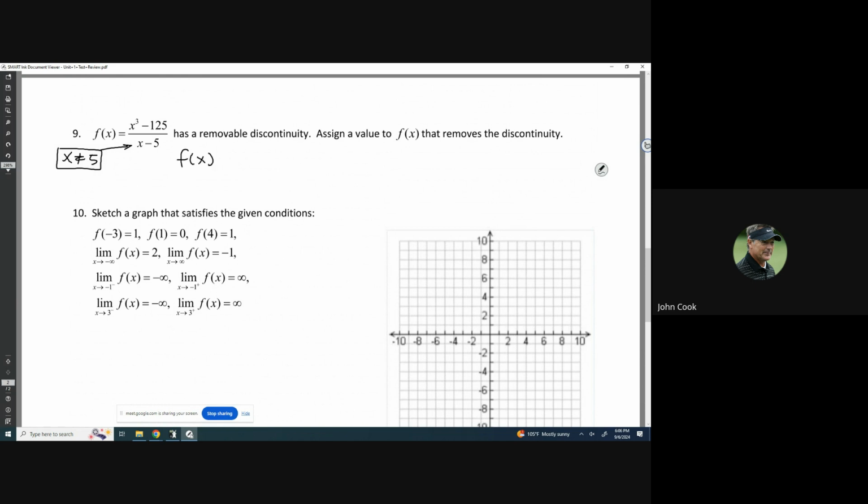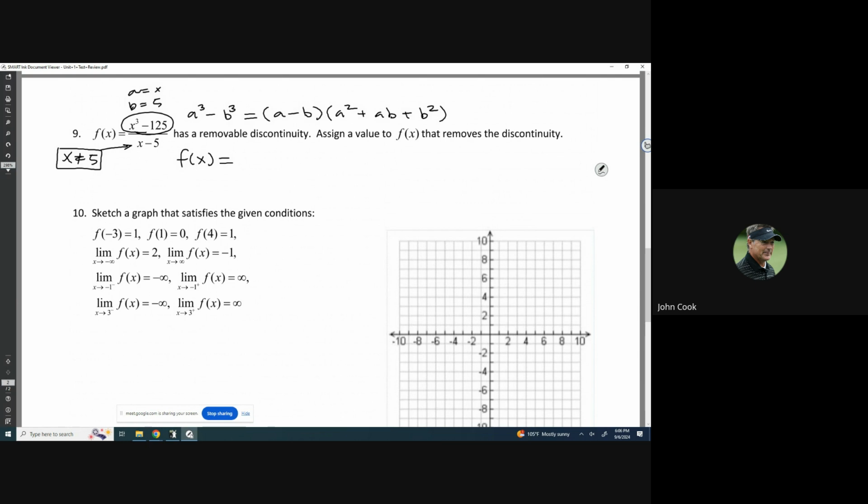So f of x, I'd use that difference of cubes expression again, where it looks like this: a to the third minus b to the third. Remember that factoring that we did in the previous page? It equals a minus b times parentheses a squared plus ab plus b squared. And in this case, a would be equal to x, and then b would be equal to 5. And then I'd go ahead and plug those values in.